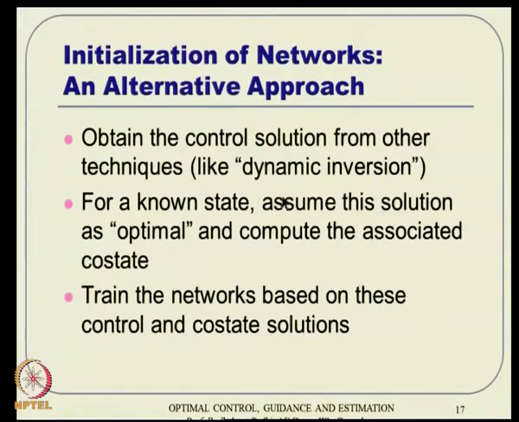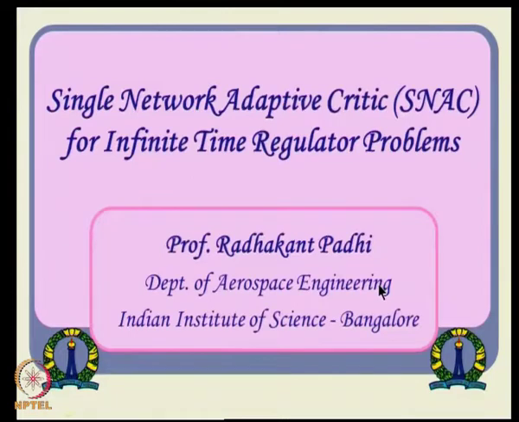So, if you do that, then you can train the networks based on these control and co-state solutions, which you can use for actual training. So, this is the idea of adaptive critic, but along the way, as I told, we also have this idea of single network adaptive critic.